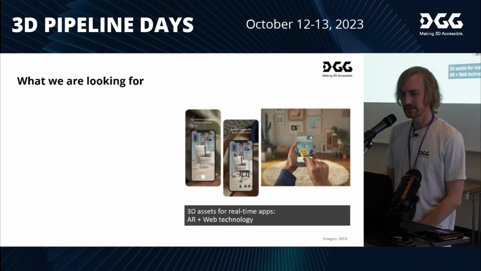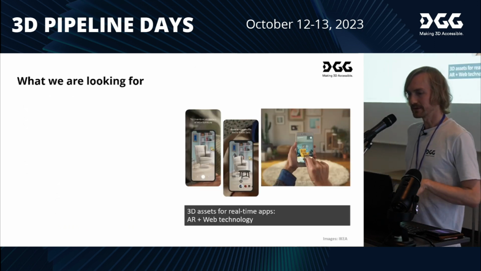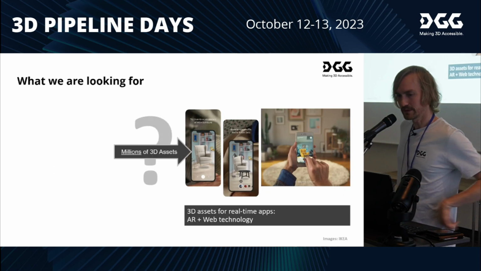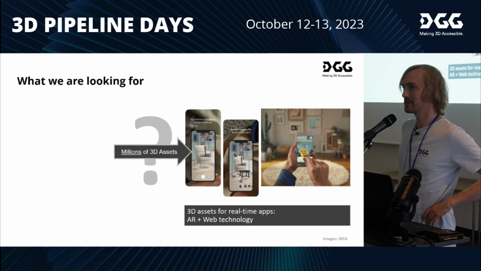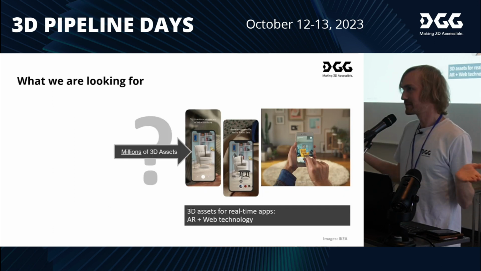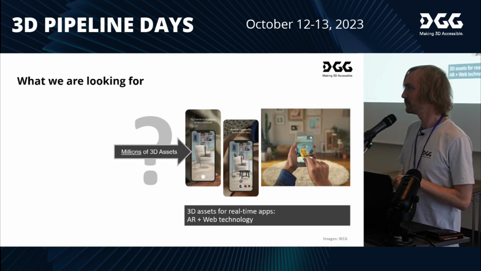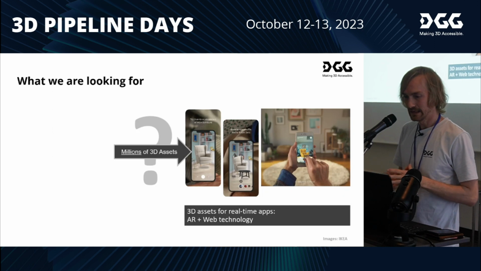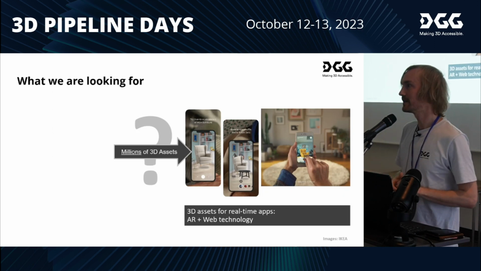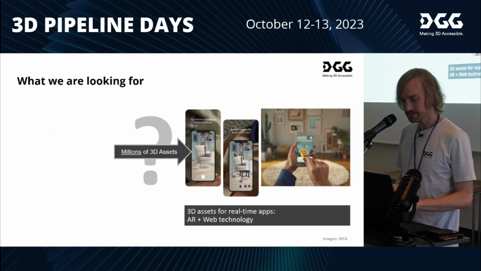is the content. We have these applications, but how do we get millions of 3D assets into those? There are thousands of products and variants at thousands of companies worldwide, and it makes millions of assets that we would need to create to enable this at a really large scale.